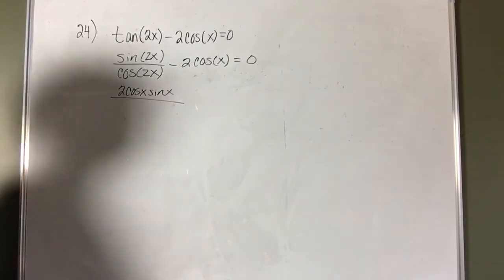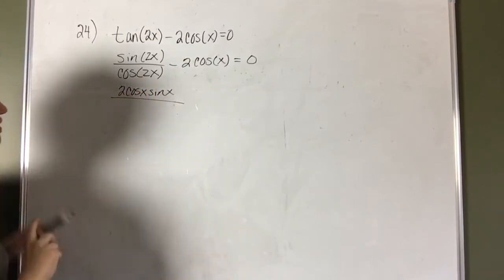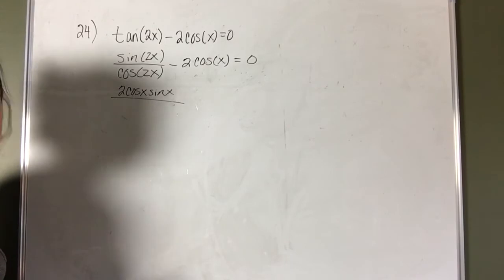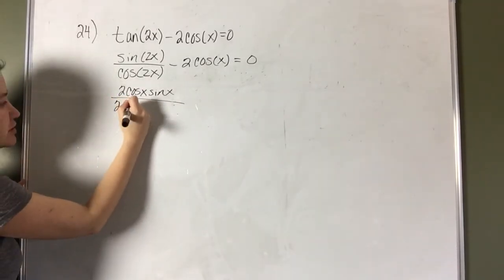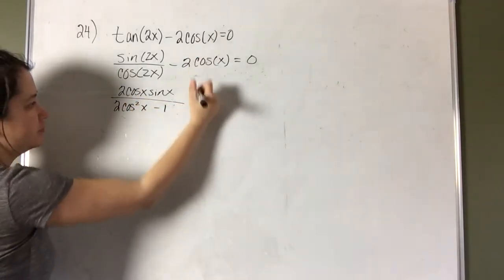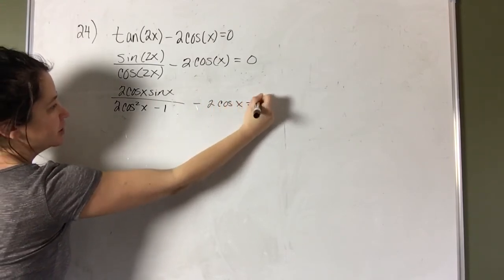Cosine of 2x, we have three options. If you look around though, we have mostly cosines in the problem. So I'm going to go with the formula that has cosine in it, which is 2 cosine squared minus 1. Just bring down this minus 2 cosine. That still equals 0.